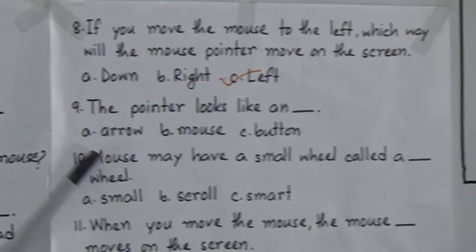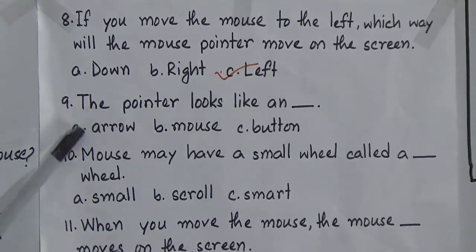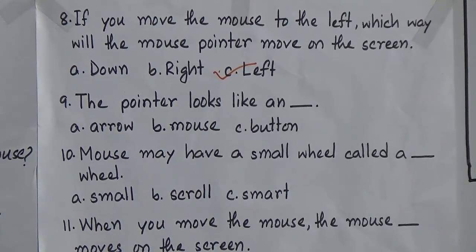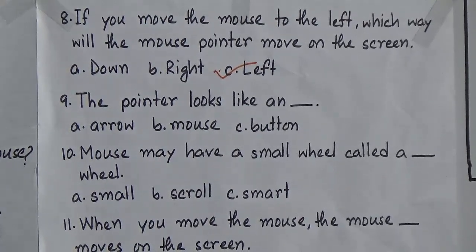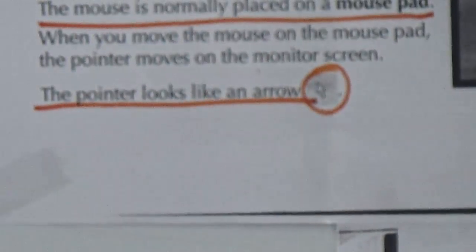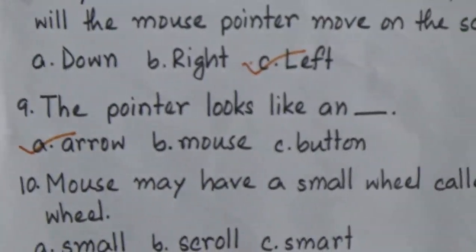Now, number 9. The pointer looks like a dash. Option A, arrow. Option B, mouse. Option C, button. So, how does it look like? Yes, you are right, and still look at your book. Now look, page number 25. The pointer looks like an arrow. That means this arrow. So, what will be our answer? Option A, arrow.